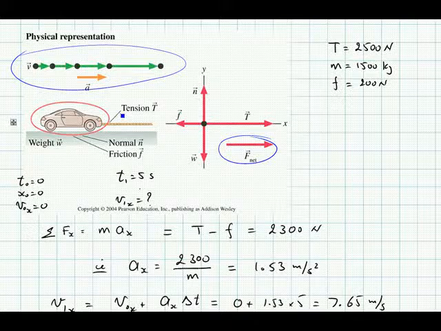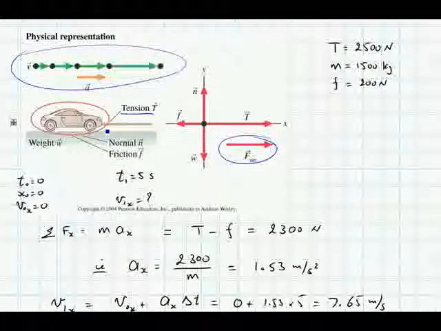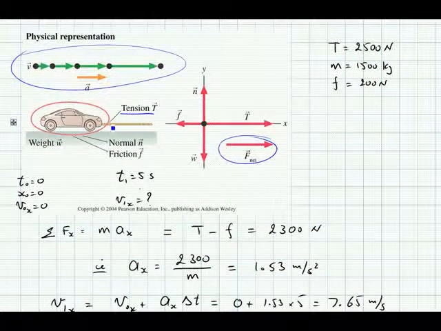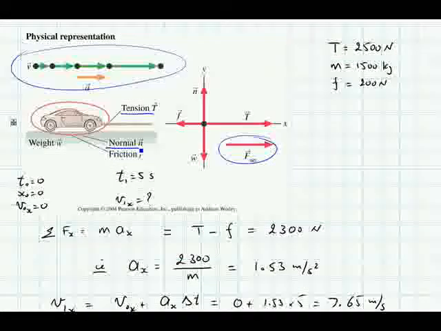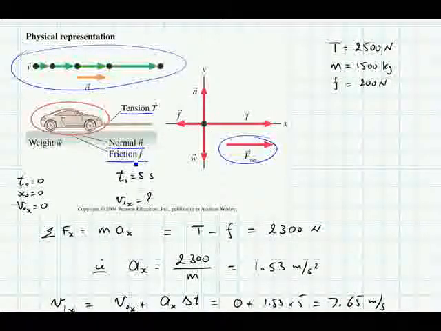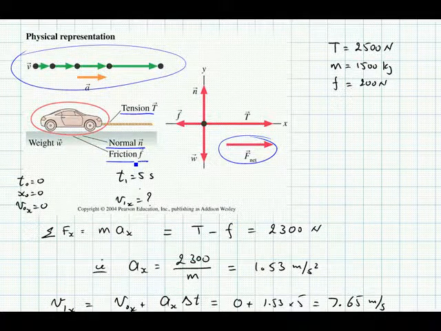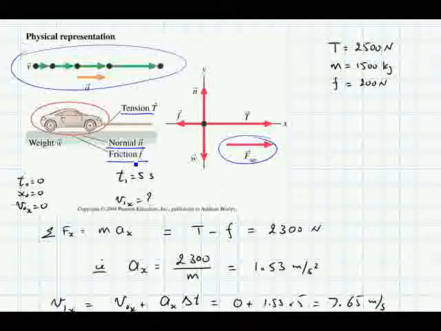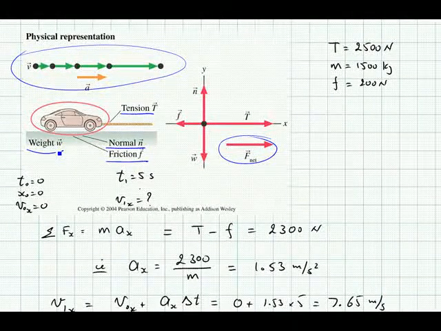We've identified tension because there's a rope attached to the car which is pulling it. There's normal force because the car is in contact with the road. Friction force because the car is moving to the right. And of course weight, our long range force.